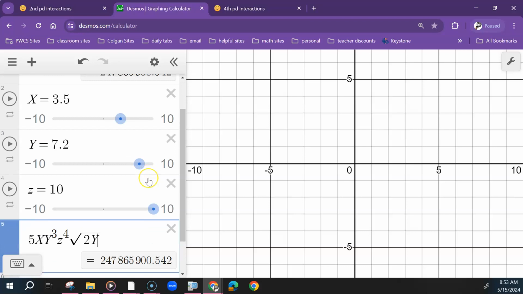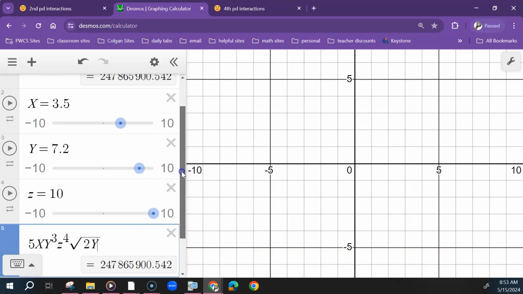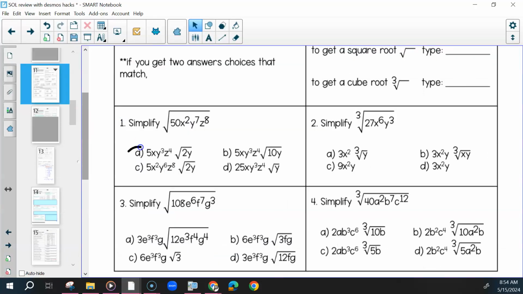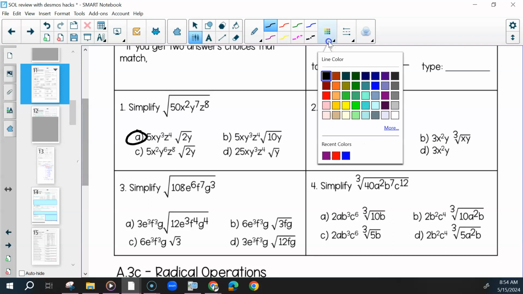And while typing in A, those decimals match. So I don't even have to check the rest. A is our answer for this one. Did anyone want to see that one done by hand? Or do you have a question?